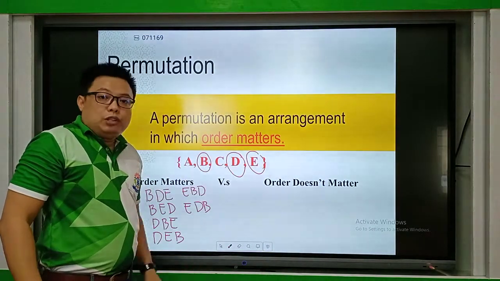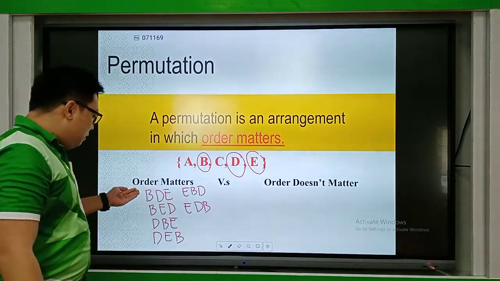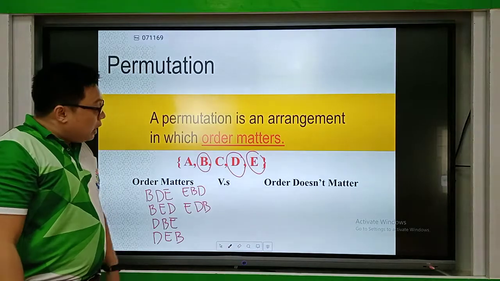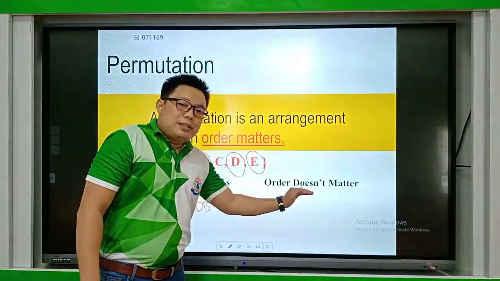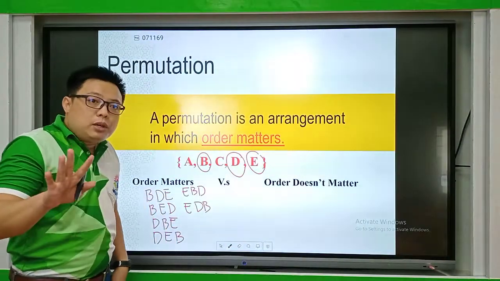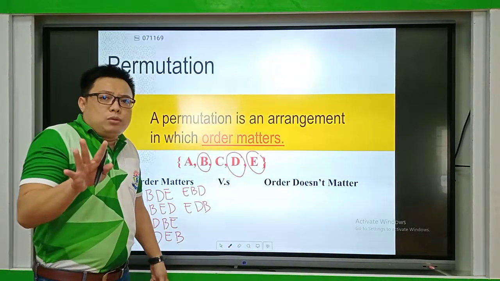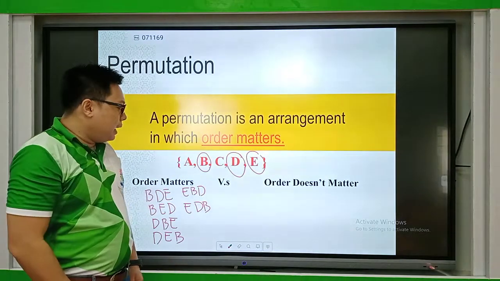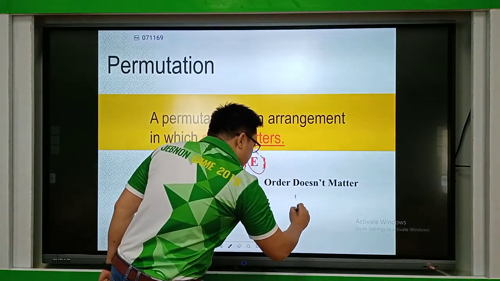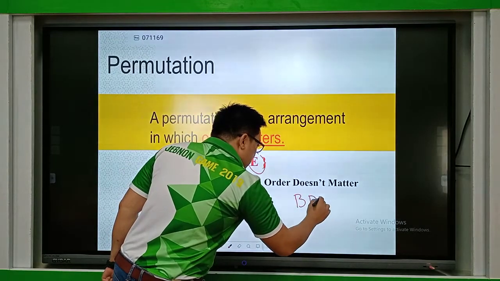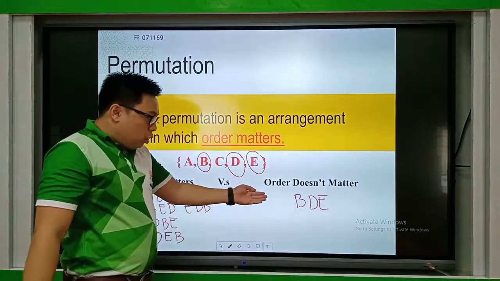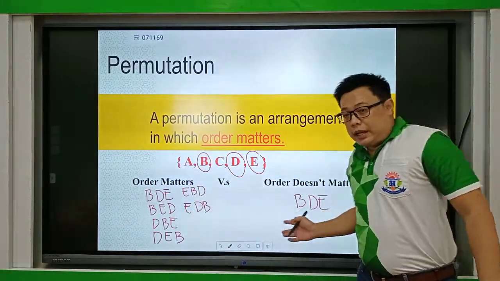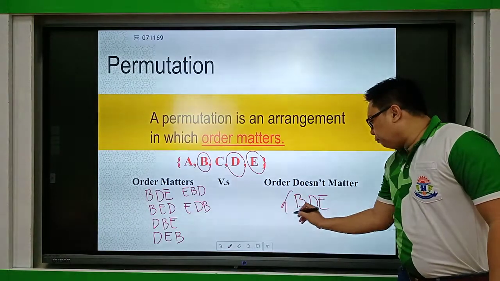Using B, D, E, we have how many options? 1, 2, 3, 4, 5, and 6 options. When we say order doesn't matter, it doesn't matter who goes first, who goes second, who goes third. I just want to choose 3. So I only have B, D, E, because if order doesn't matter, these are all the same. So we have only 1.